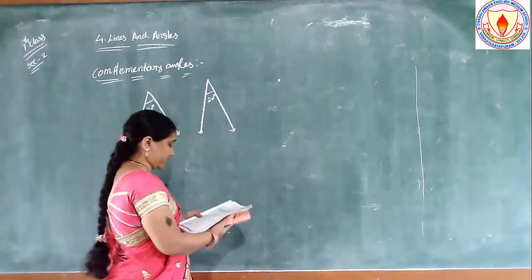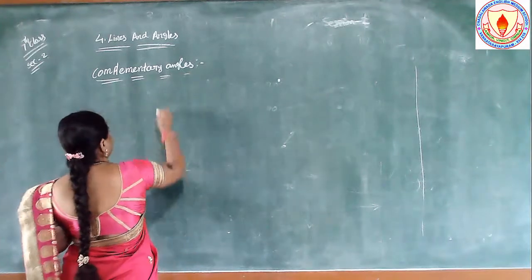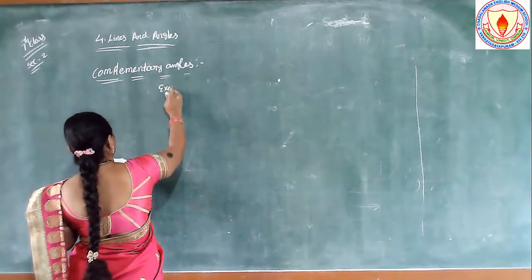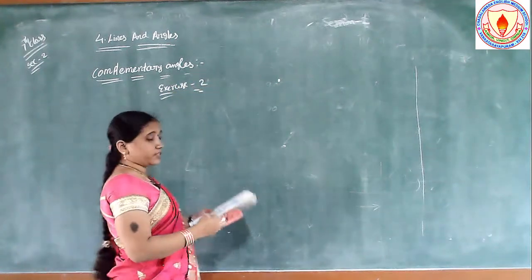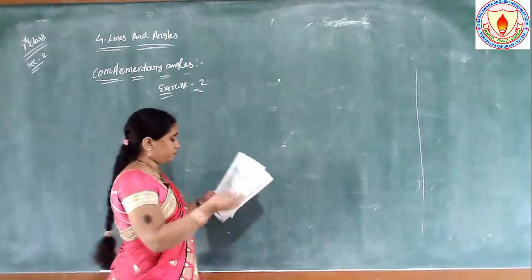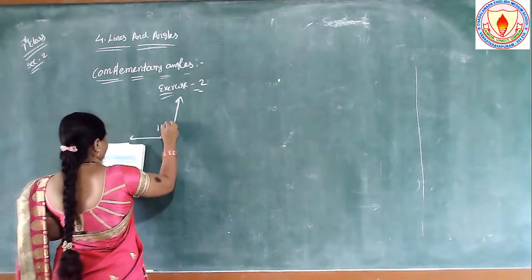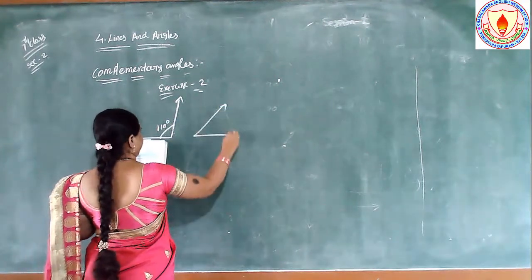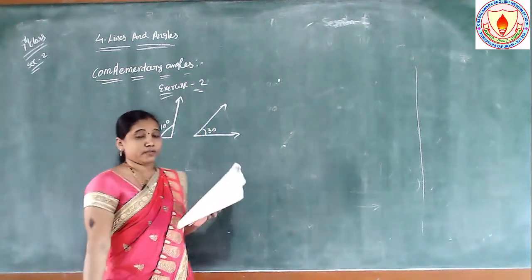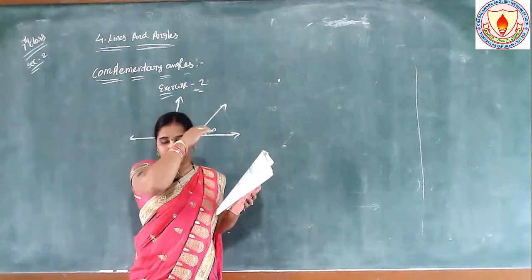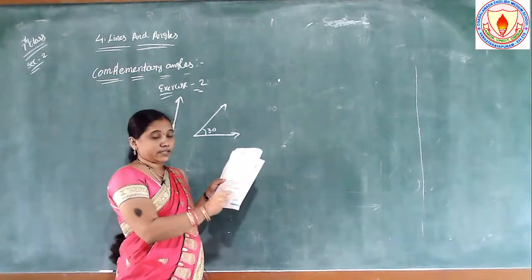See exercise 2, page number 71. What are the first examples? They have given three sums. See the first example. They have given it like this: this is 110 degrees and this is 30 degrees. Here I am not writing the definition. You see the textbook page number 70 and write the definition in your classwork. Above in the textbook they have the definition, you write it in the classwork.